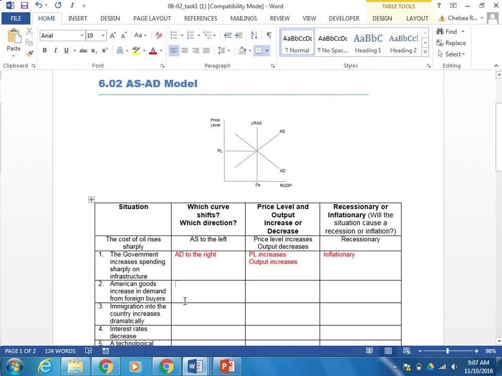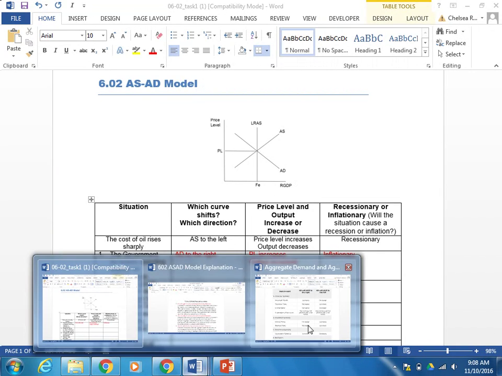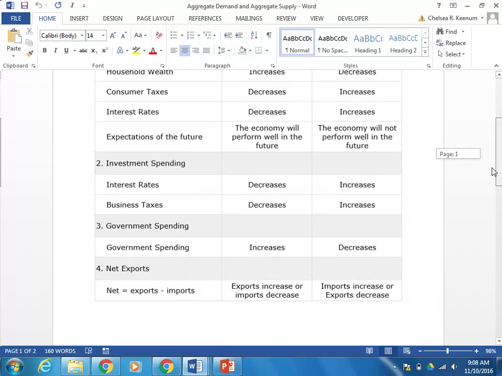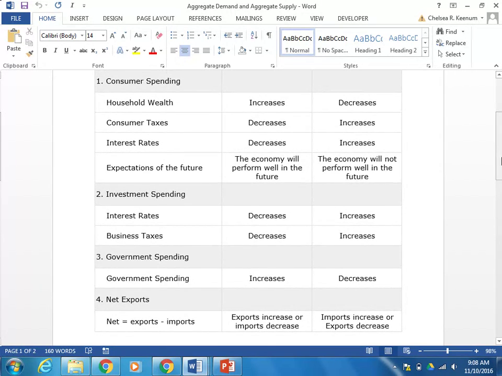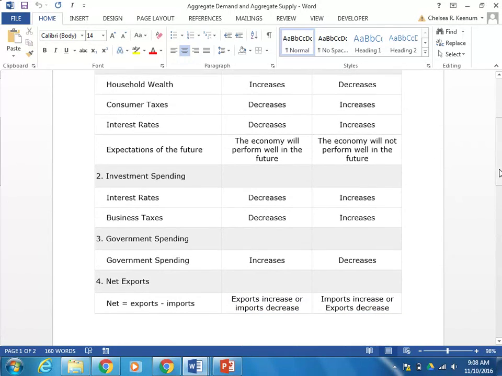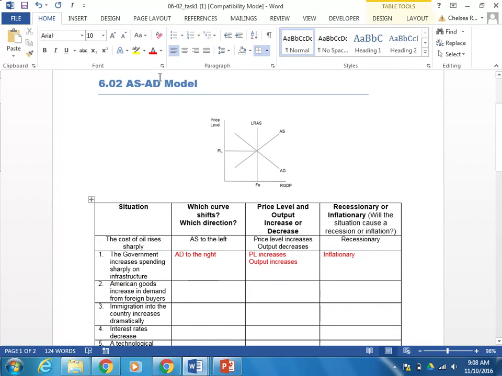Okay, American goods increase in demand from foreign buyers. Okay, so this has to do with demand because it's talking about it there. Okay, and foreign countries, foreign buyers want more American goods. So that means that they want more American exports. Okay, so let's look here. Exports increase. That's going to cause AD to shift to the right. So what happens if AD shifts to the right? PL increases, output increases. AD shifts to the right, once again, your new price level is going to be on the right side of LRAS, and it's going to be inflationary.